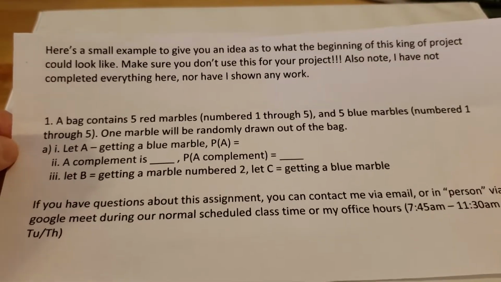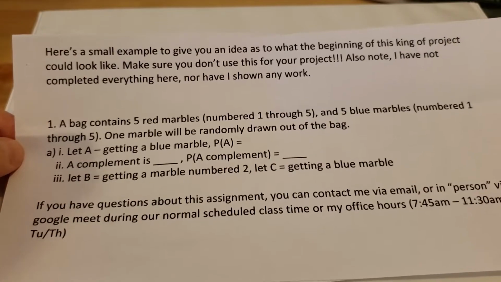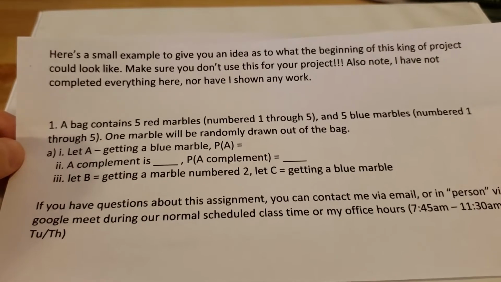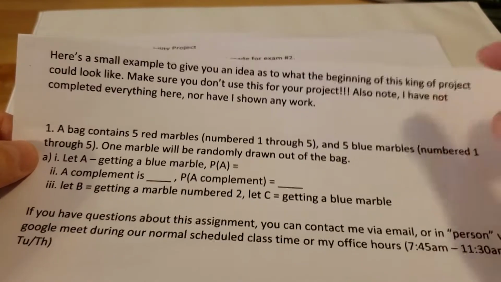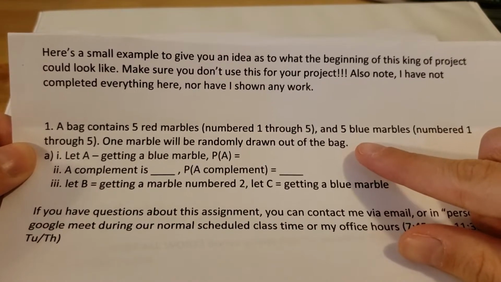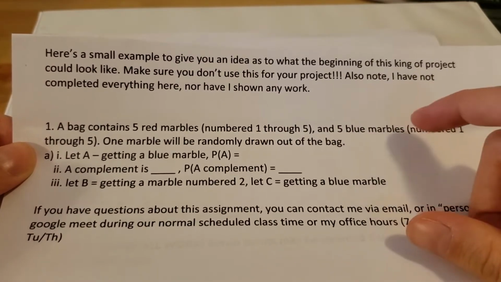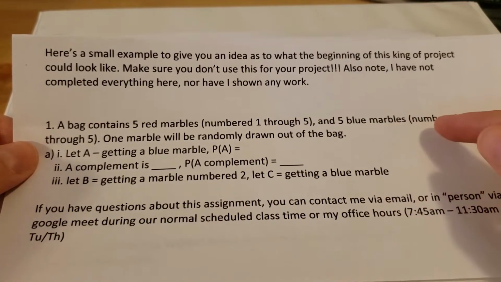Anyway, so my situation here is I say, okay, let's say we have a bag and there's 5 red marbles and they are numbered 1 through 5. And then we have 5 blue marbles, and they're also numbered 1 through 5. Now we're going to randomly draw 1 marble out of the bag. So the initial information you need to include is what objects are being chosen from, any distinguishing features from those objects, like colors or numbers that they're marked with.